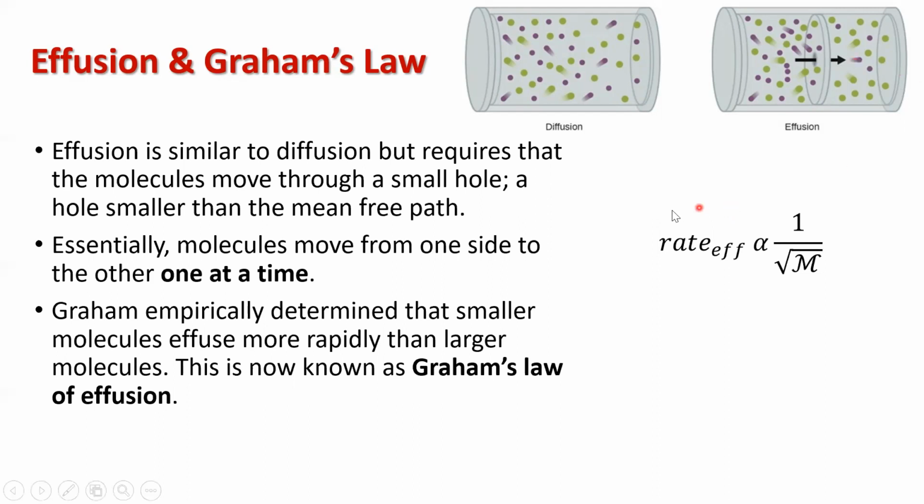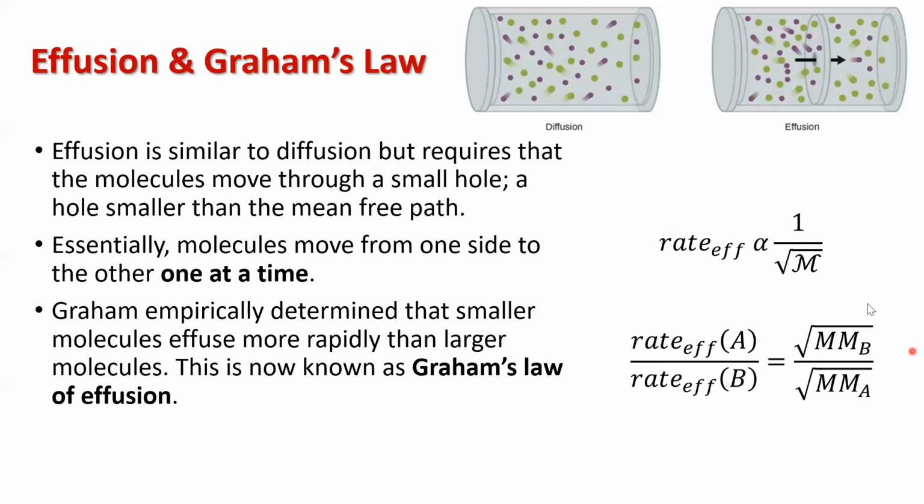So if we were to look at the rate of effusion, it's proportional to the inverse of the square root of the molar masses of the gas. So the larger the mass, the smaller the effusion rate, or the smaller the mass, the larger the effusion rate. And if we were to look at two gases, we have their relative rates of effusion in our Graham's law equation. And what we want to notice is that they're inverse.